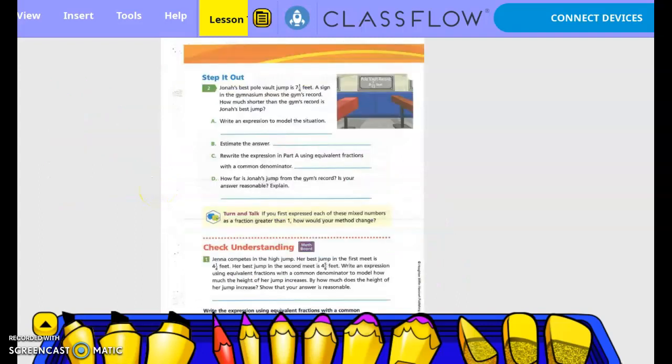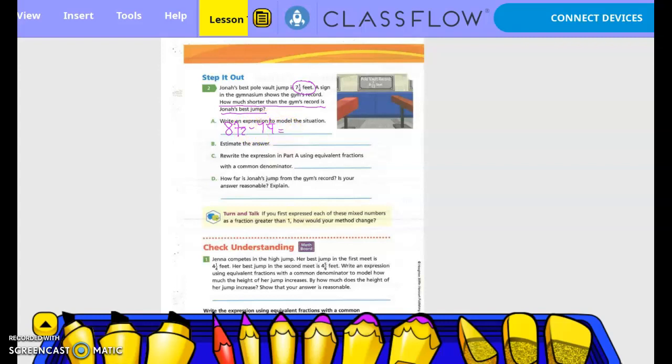Pole vault jump is 7 and 1/4 feet. The sign in the gymnasium shows the gym's record. How much shorter than the gym's record is Jonah's best jump? His is 7 and 1/4 feet, and they want to know how much shorter it is. What's the record? 8 and 7/12. So what am I going to write? Are we going to add, subtract, multiply, or divide? Subtract. Which one goes first? 8 and 7/12 minus 7 and 1/4 equals.